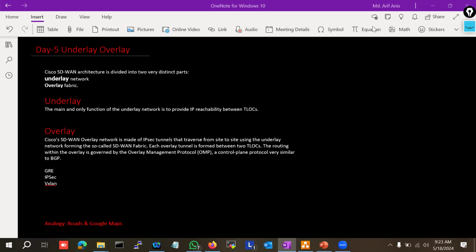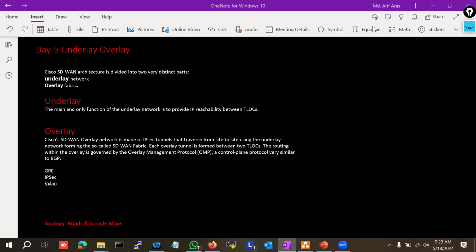So it's day 5 of our ongoing Cisco SD-WAN learning course from scratch to advanced. Today we are going to cover a very important term, which is underlay and overlay. In overlay and underlay, we are going to cover the details of how SD-WAN works.